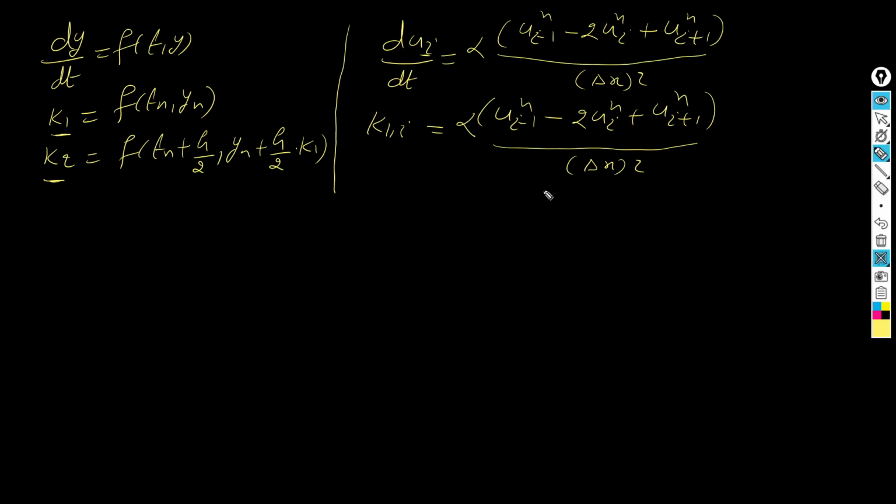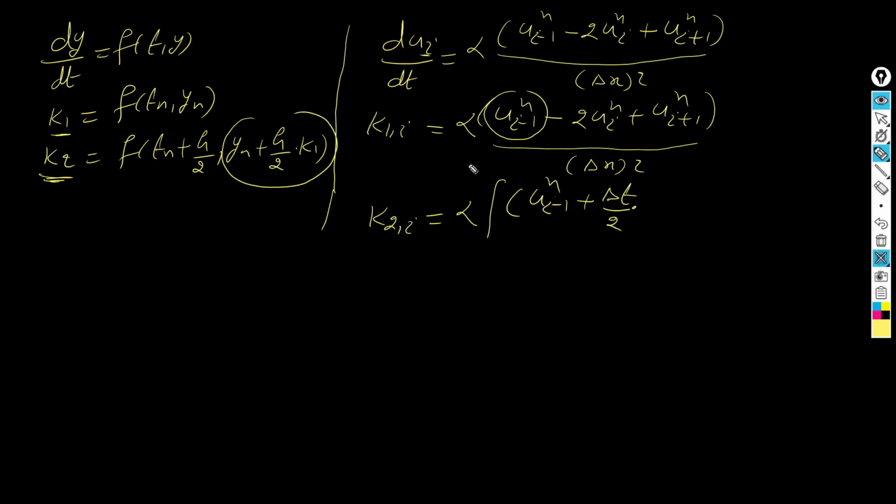But in the case of partial differential equation, this k2 will be converted into this form: k2i will be equal to alpha. Now note, compare this part with this value u_{i-1}^n. So this will be u_{i-1}^n plus, at the place of h we have delta t upon 2 into k1, but here we will have k1i, but here the index is i minus 1. Note this point very carefully. At the place of i we have to use i minus 1.